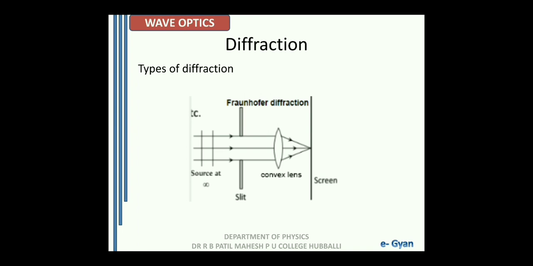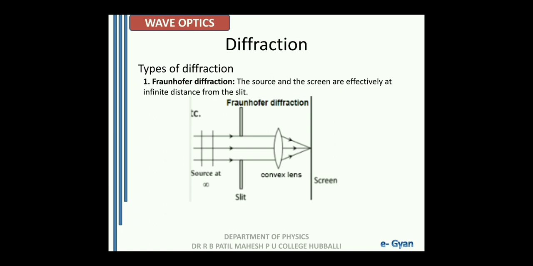So what do we mean by plane wavefront? A plane wavefront is obtained when the source is at infinite distance. Hence, the Fraunhofer diffraction is said to be the one in which the source and the screen are effectively at infinite distance from the slit.